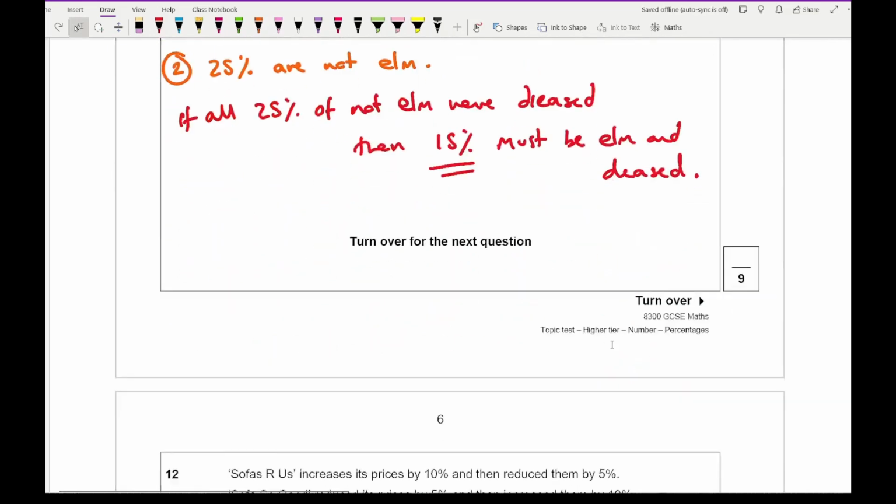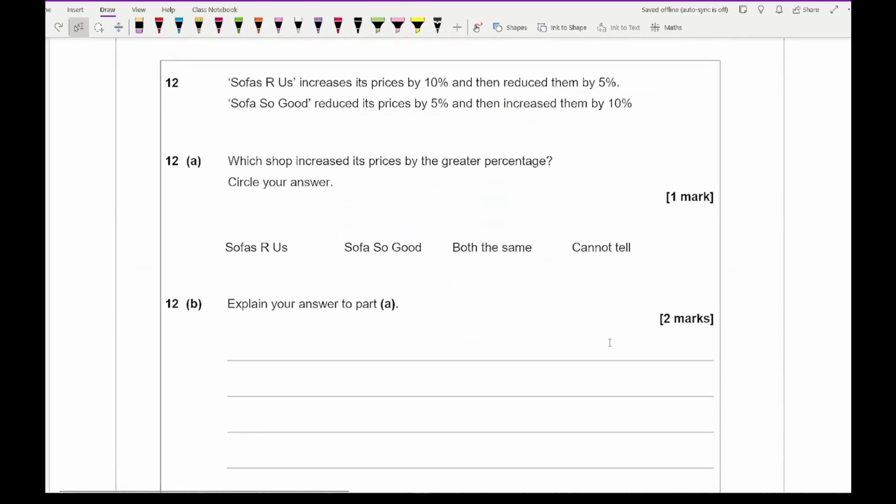Moving on to question 12, it says Sofas Are Us increases its prices by 10% and then reduces it by 5%. Sofas So Good reduced its price by 5% and then increased by 10%. Which shop increased its prices by the greater percentage? And you need to circle your answer.